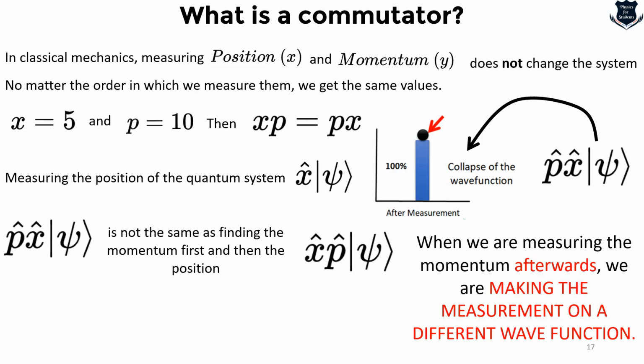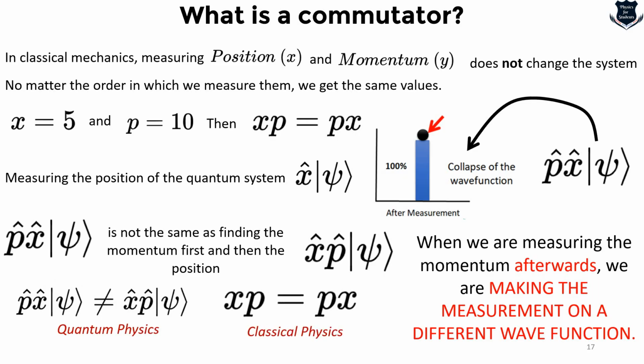So you see the wave function has collapsed, and we are making the measurement after the collapse of the wave function. Just as in classical physics, here when we make the measurement, px psi is not the same as finding the momentum first and then the position. And in quantum physics, xp is not equal to px, whereas in classical physics, obviously xp will be equal to px. We will come to the commutator part later.